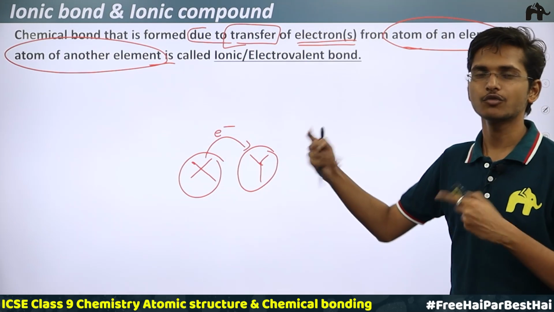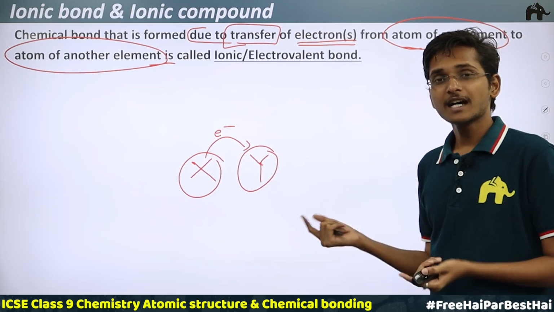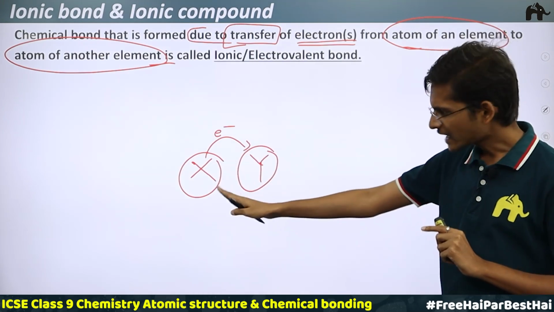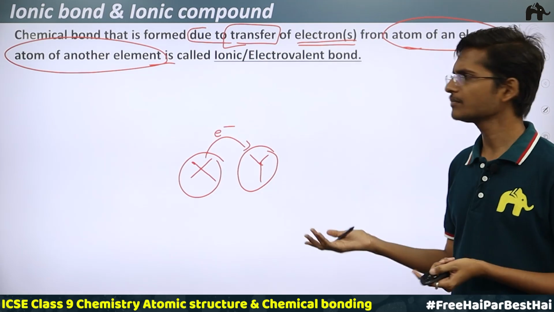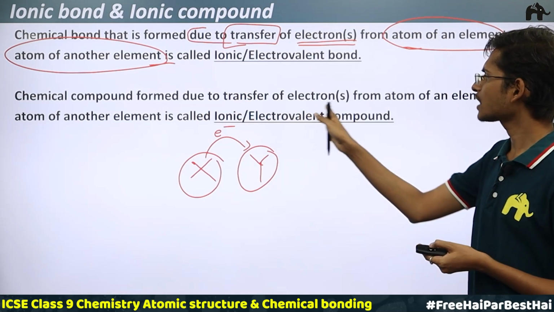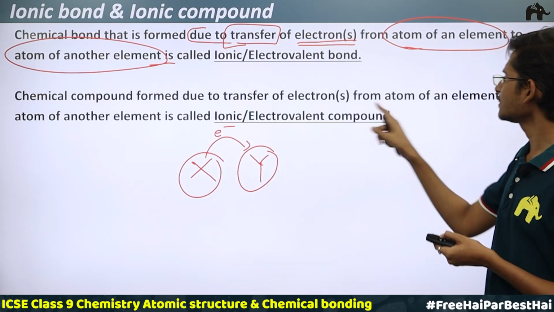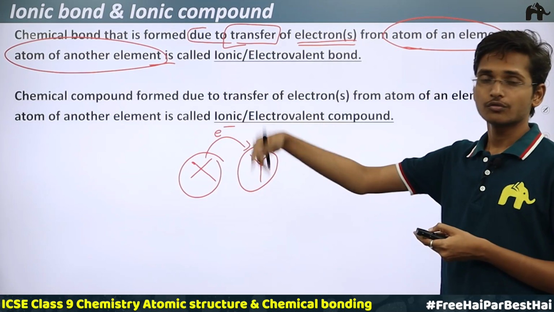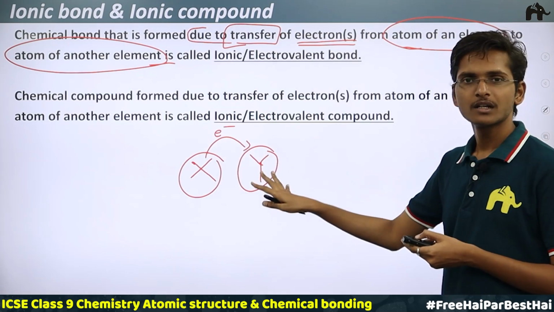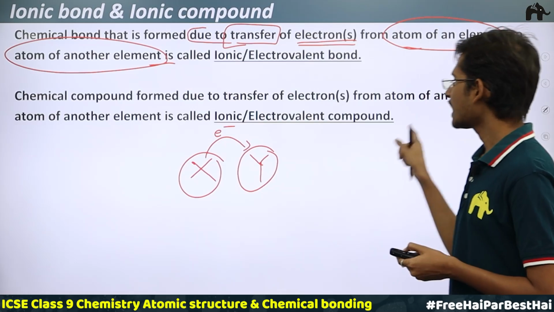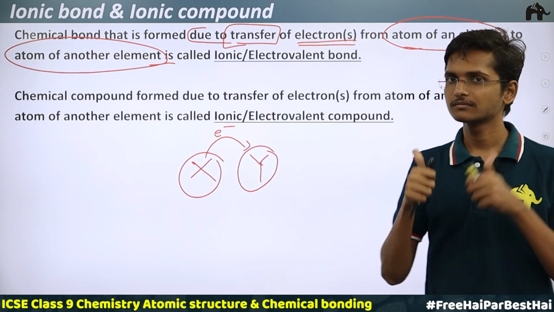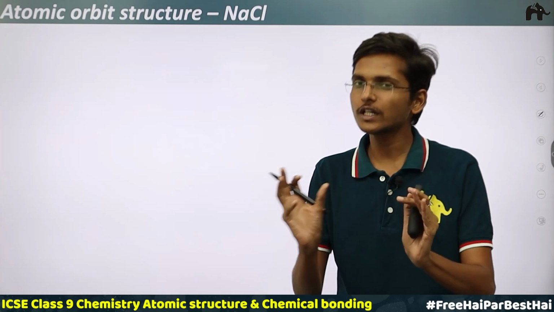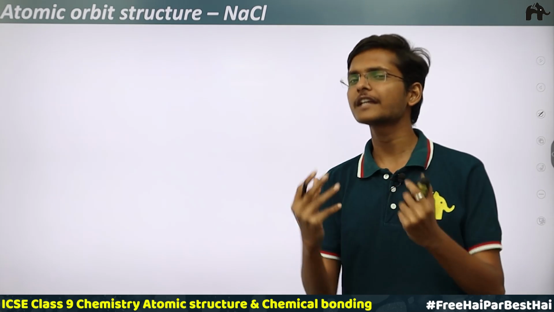Now what are ionic compounds then? The definition would be exactly the same. These are the chemical compounds which are formed due to the transfer of electrons from the atom of an element to the atom of another element. Simple. Whenever a chemical compound is formed in this way, that chemical compound is called an ionic compound. Clear?